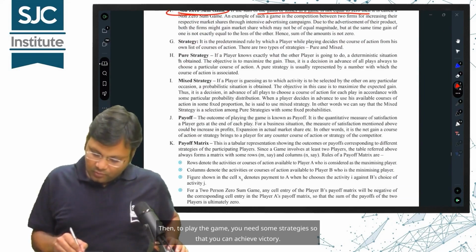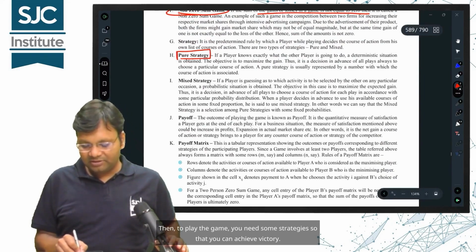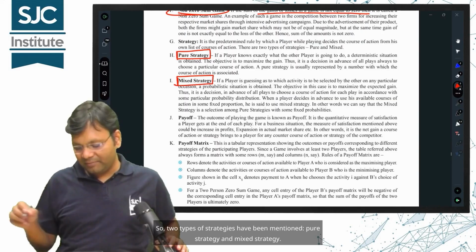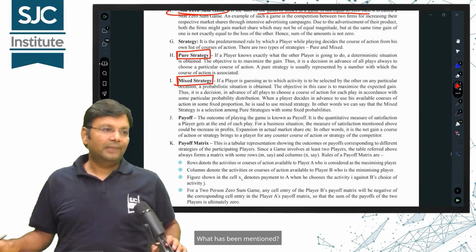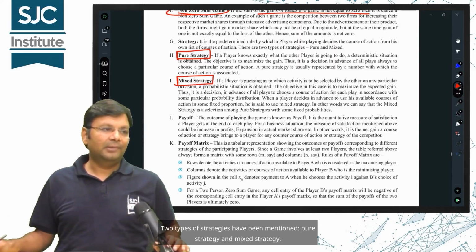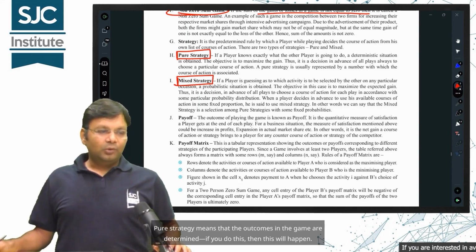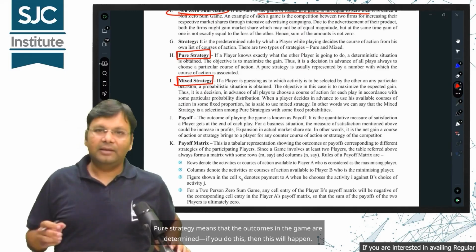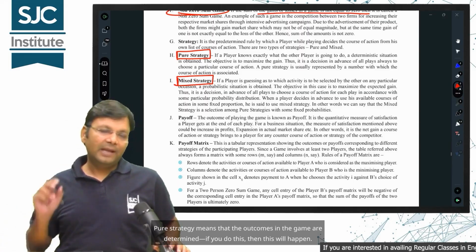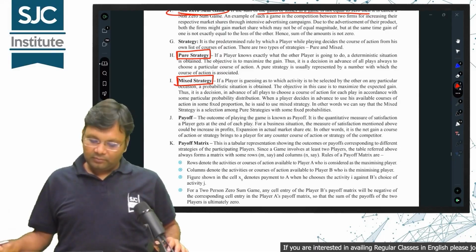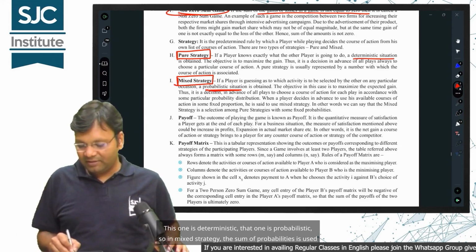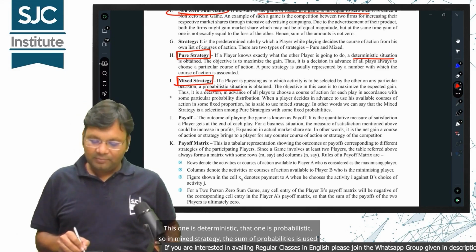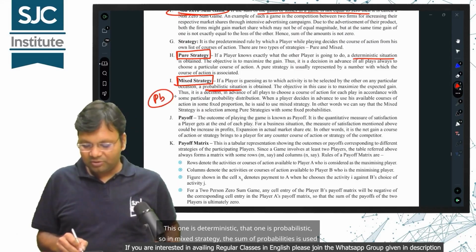Then, to play the game, you need some strategies so that you can achieve victory. Two types of strategies have been mentioned, pure strategy and mixed strategy. Pure strategy means that the outcomes in the game are determined. If you do this, then this will happen. In mixed strategy, the outcomes are probabilistic. This one is deterministic, that one is probabilistic. So in mixed strategy, probabilities are used to solve the sum.